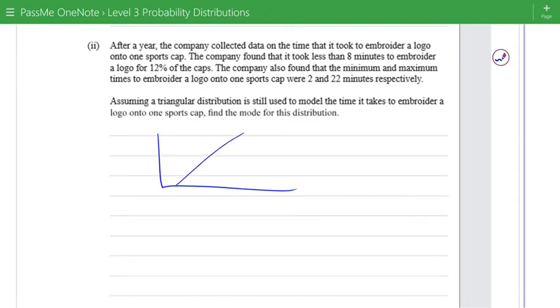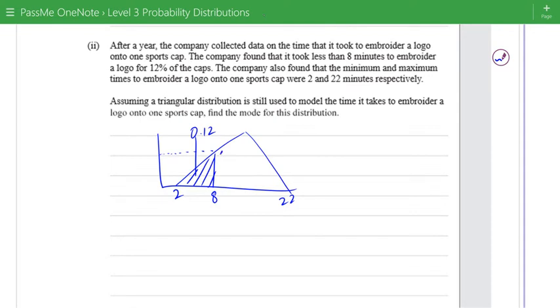So we've got 2 and then like this up to 22, and it's saying that the ones that took less than 8 minutes to embroider, so if that was 8, all of this area adds to 0.12. Okay, so I guess one thing that we want to think about is how high it is on that scale to get an area of 0.12.